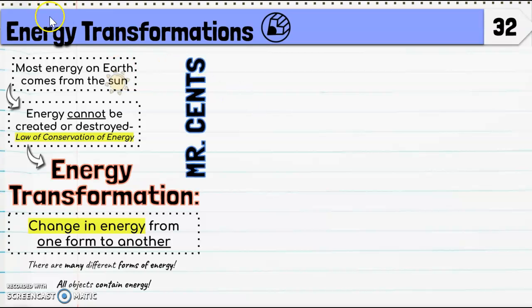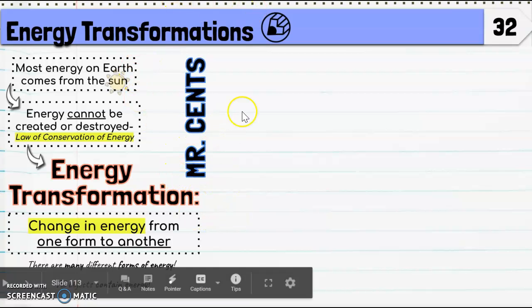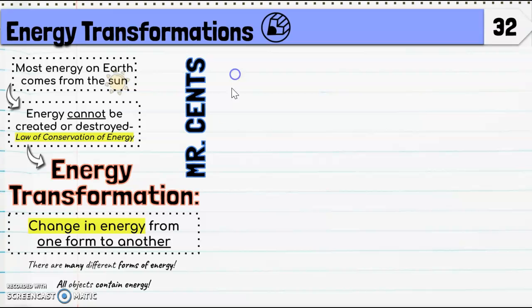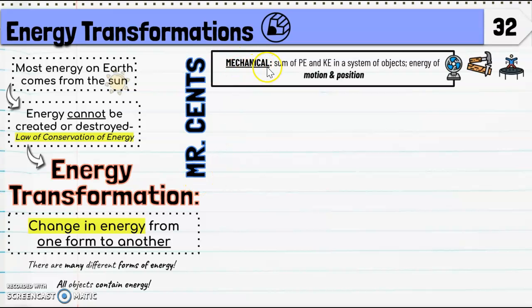The way to remember the different types of energy transformation is this little saying, Mr. Sense. So the M stands for mechanical energy, which is the energy of motion and position. So you see the examples here. Think of a fan. Those blades are moving. If you're hammering in a nail, jumping on the trampoline.